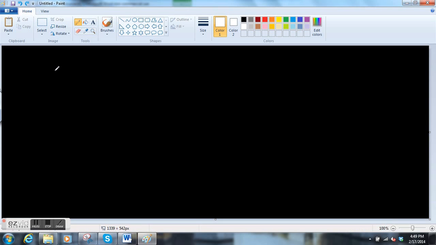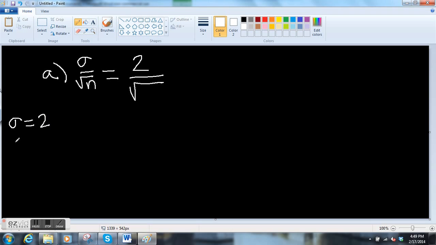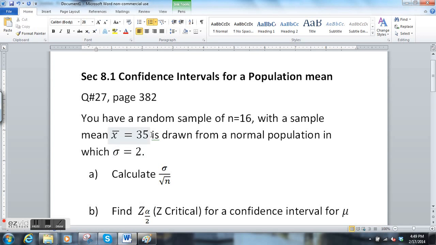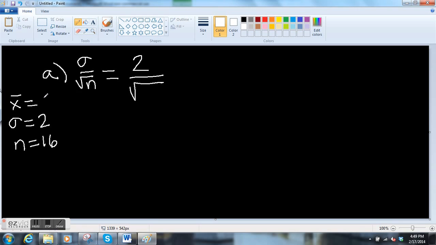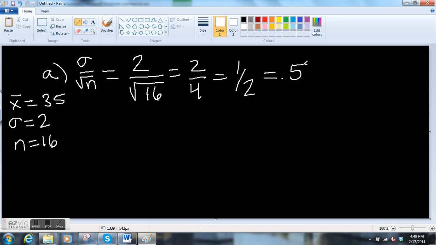Okie dokie. So for part A, we're supposed to calculate sigma over the square root of n. Well, sigma, we said, was 2, and n is 16. We have sigma equals 2, n equals 16, and what was x bar? 35. See right there, 35. So this is going to be 2 over the square root of 16. That's 2 over 4, which is 1/2, or 0.5. That's how you answer part A.